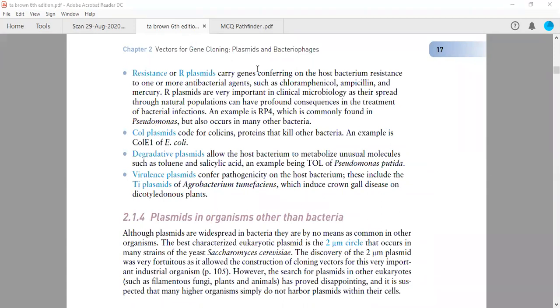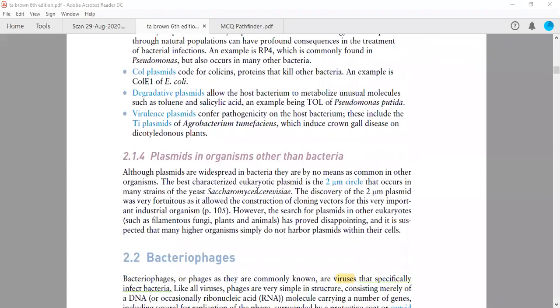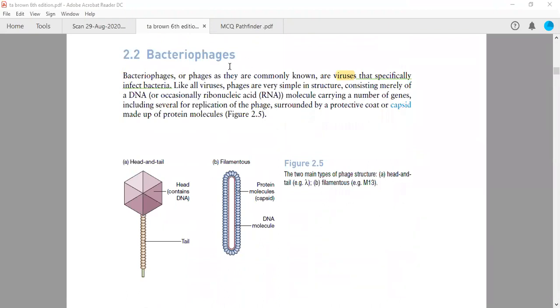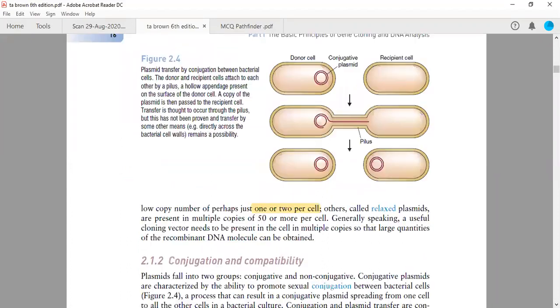Similarly, if a phage or bacteriophage, what are bacteriophages? Bacteriophages are the viruses. So it is also given in the same chapter. Bacteriophages or phages are commonly known as viruses that specially infect the bacteria. So these viruses or bacteriophages, if they integrate their genome into the bacterial chromosome, then it is known as prophage. So now we have 3 terms: episome, HFR, and third is prophage. So episome is any plasmid. If it is integrated into the bacterial chromosome, it is known as episome, right?